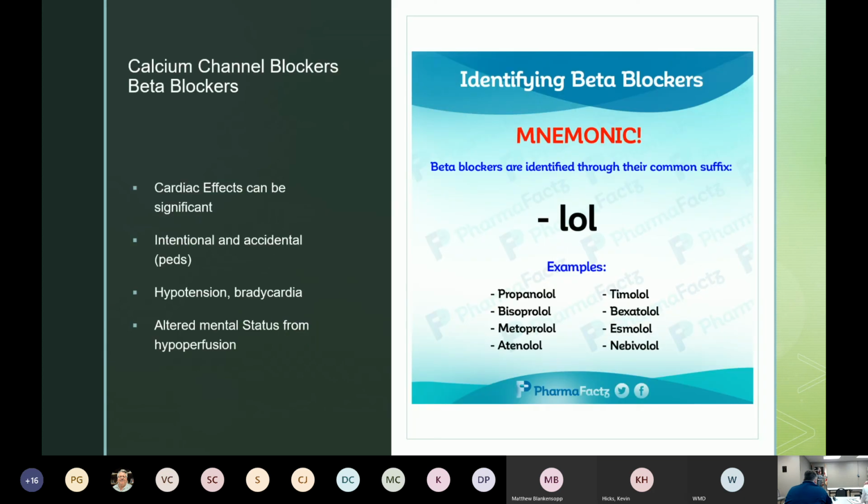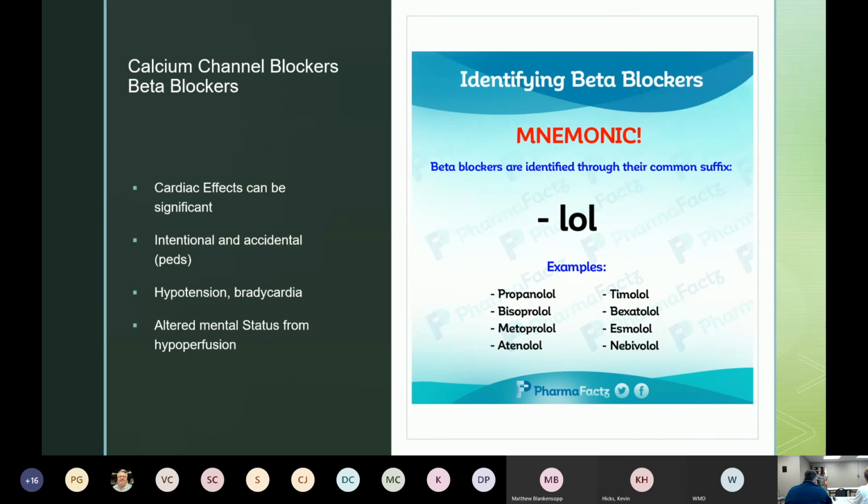Okay, calcium channel blockers and beta blockers. I kind of group these together because their presentations are going to be similar. And as y'all probably know, a lot of the beta blockers end in -lol: propranolol. You'll see metoprolol probably most commonly. You'll see labetalol given a lot in the hospital setting. Propranolol you'll also see as prescriptions.